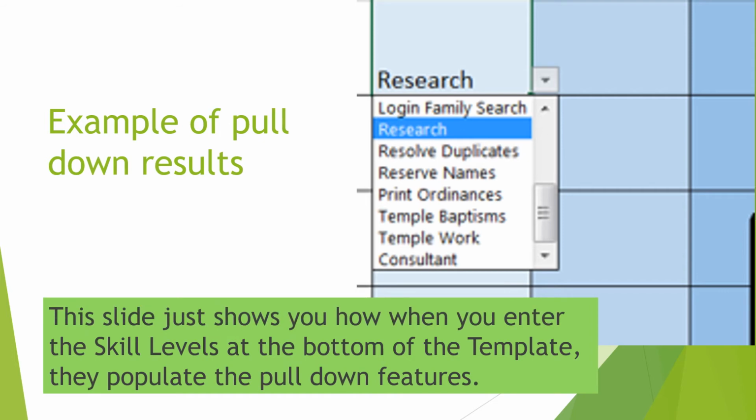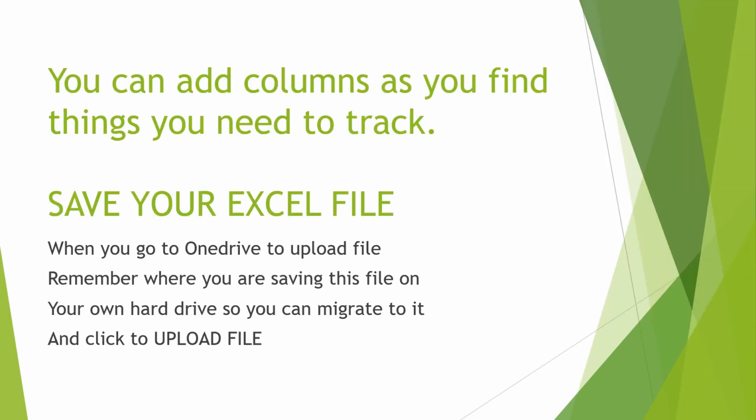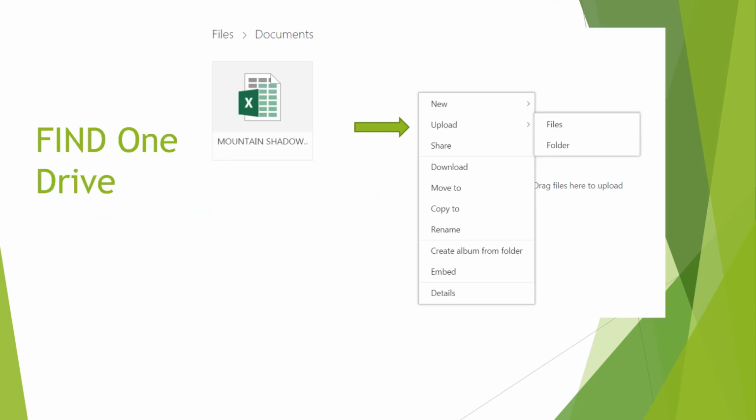So it just shows you how to enter the skill levels at the bottom of the template. And then those levels populate the pull down features. You can add columns as you find things you need to track. So save your Excel file. When you go to OneDrive, upload the file. Remember where you're saving this file. So first you find it, then you're in OneDrive and you click Upload.